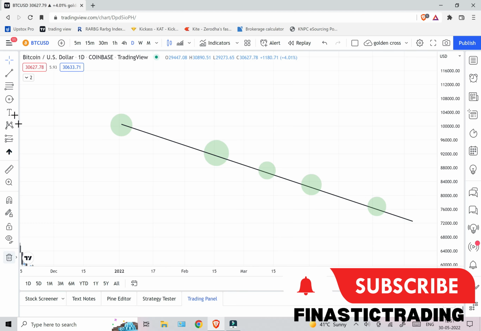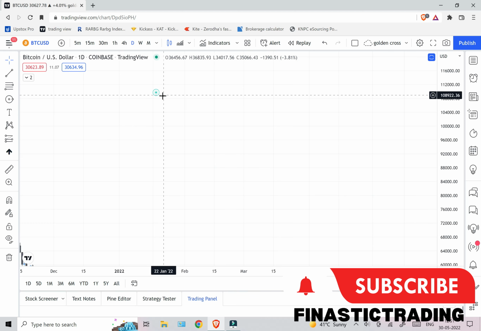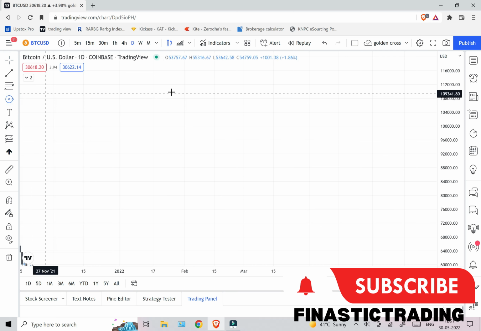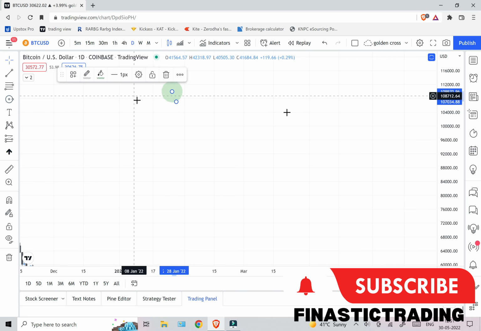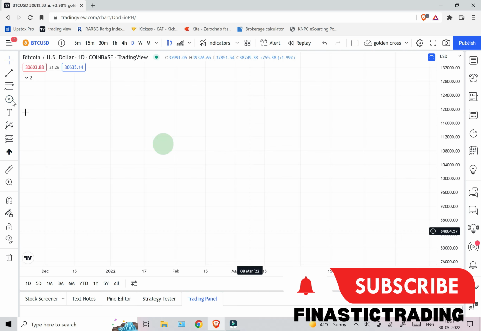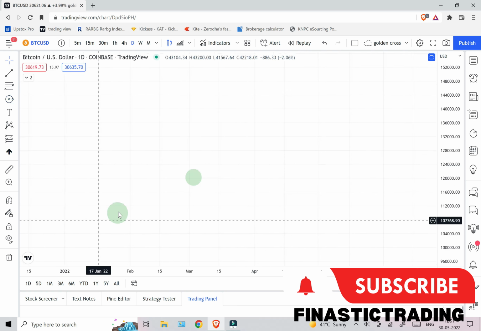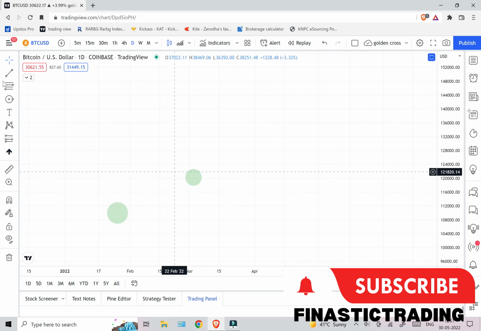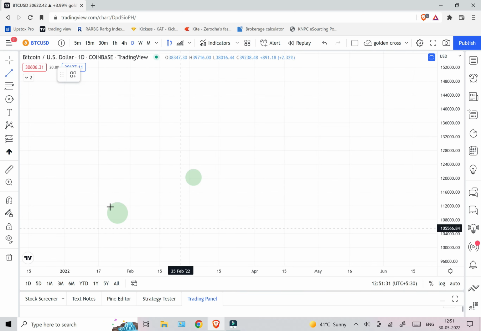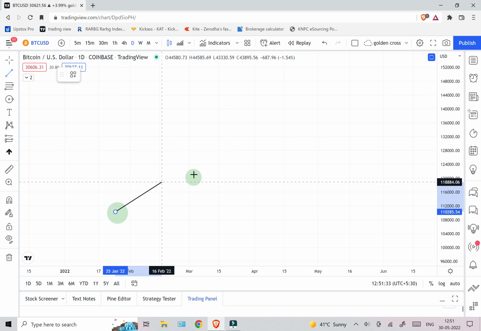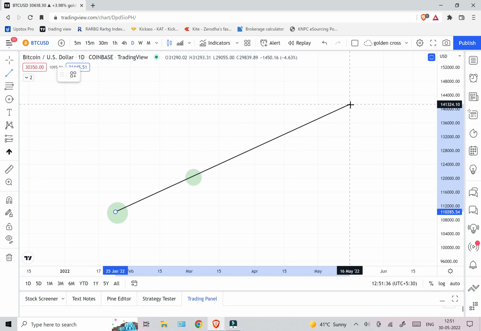Similar way, you have identified two highs. First high, second higher high. Click on the trend line. First click over here, second click over here and extend it.